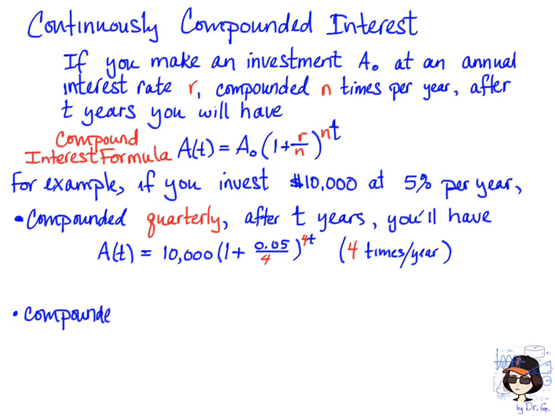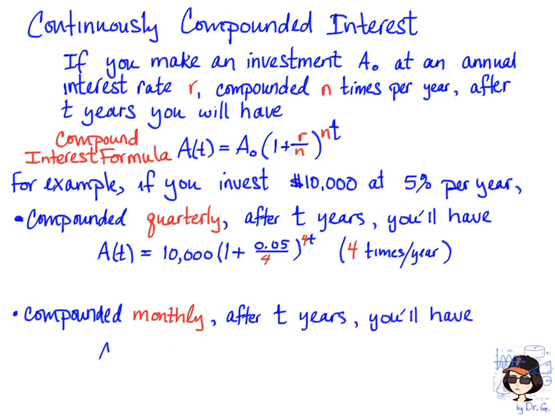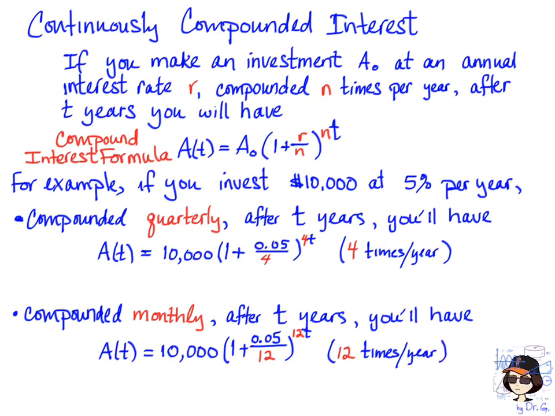So what if you compound it monthly? Monthly means 12 times a year. So you're compounding the interest more frequently, but you're dividing that interest rate by 12 when you're computing the interest. So let's see what that formula would look like. After T years, A of T will be 10,000 times 1 plus 0.05 divided by 12, raised to the 12T, and that's 12 times a year. So it's hard to tell. 1 plus 0.05 divided by 12 is a smaller number than 1 plus 0.05 divided by 4, but we're raising it to a higher power. 12 times T is a larger number than 4 times T.